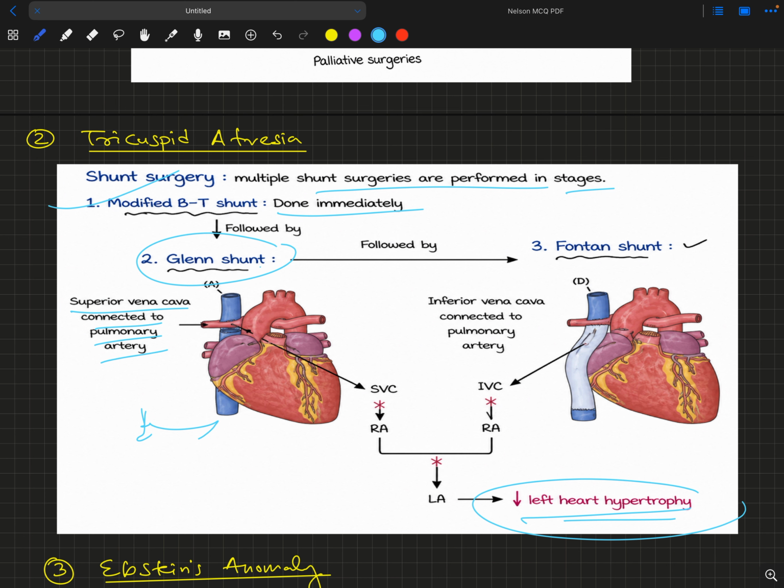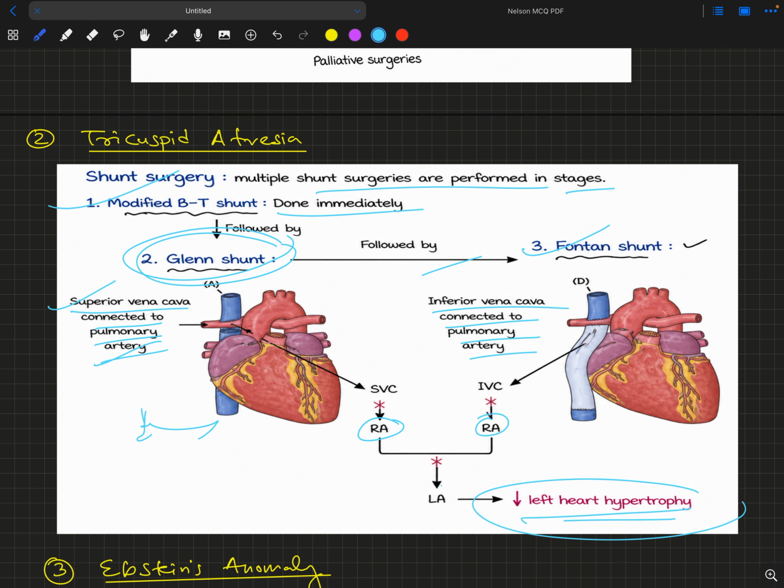In the Glenn shunt, the superior vena cava is connected to the pulmonary artery, followed by the Fontan shunt. So first Glenn shunt, then Fontan shunt. The Fontan shunt is the inferior vena cava connected to the pulmonary artery. So if the inferior vena cava is connected to the pulmonary artery, there will be no blood going to the right atrium, no blood going to the left atrium, and there will be a decrease in left atrial hypertrophy. So first we do the modified Blalock-Taussig shunt, then the Glenn shunt, then the Fontan shunt. Glenn is the superior vena cava connected to the pulmonary artery, Fontan is the inferior vena cava connected to the pulmonary artery.